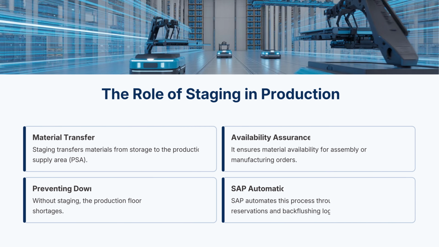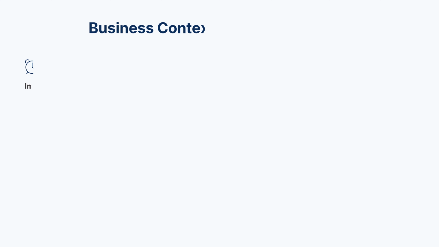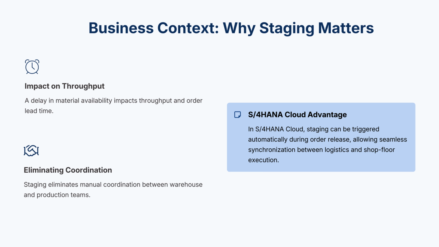The role of staging in production. Staging connects warehouse logistics with production execution. It ensures the right materials are physically available at the production supply area (PSA) before production begins. Without staging, production could suffer from delays, manual rework, and inaccurate stock visibility, all of which increase operational cost and lead time.